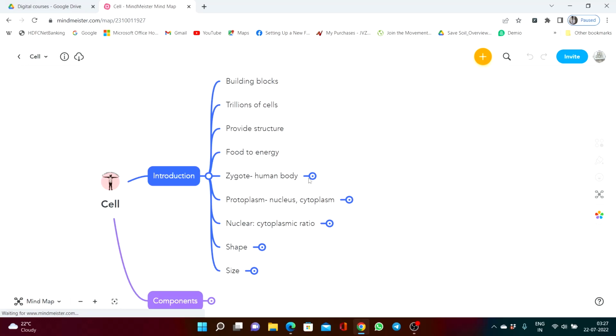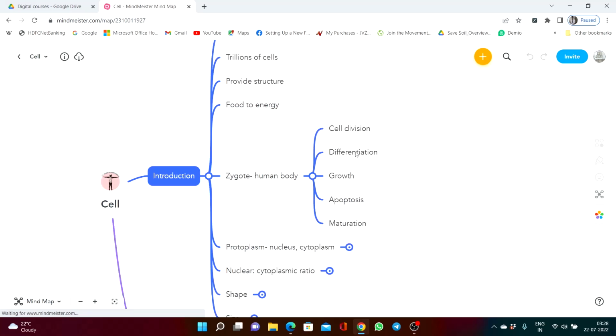Each living form, whether it is plants, animals or human beings, each one of us has developed from a single cell zygote after fertilization to a complete human body, right? So from a single cell zygote we have developed completely. This process takes a series of processes like cell division, differentiation, growth, apoptosis and maturation. The whole thing will be dealt with under a separate section altogether called embryology.